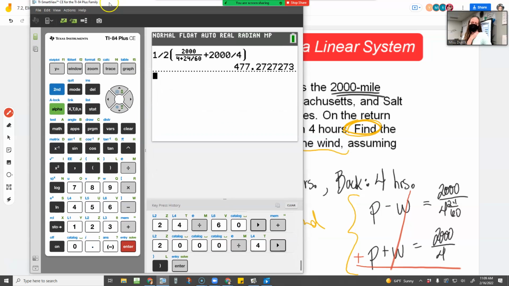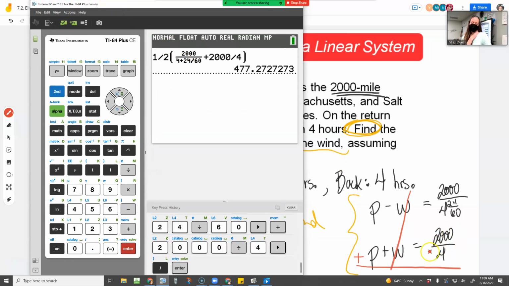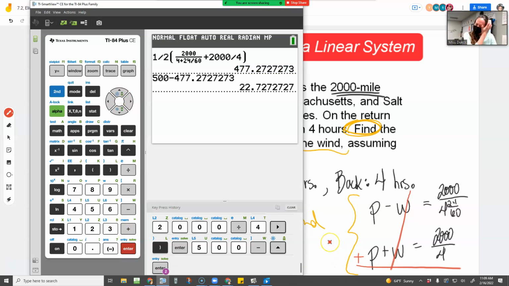Substitute into whichever one you want. And I don't know about you guys, I'd rather use that one because 2,000 divided by 4 is 500. So I can say that W is equal to 500 take away P. Dun, dun, dun. I have my wind in my plane.